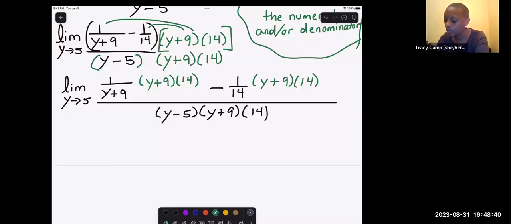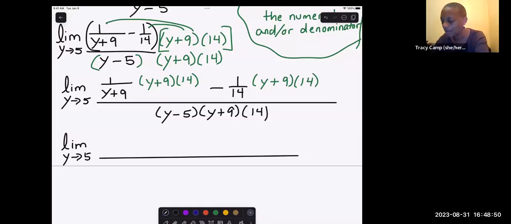And the reason I distribute that y plus 9 times 14 to the numerator is because I want to get rid of my fractions. If I multiply 1 over y plus 9 times y plus 9 over 14, think of this as being over 1. Notice the y plus 9s cancel. And so I'm just left with 14 times 1 over 1, which you don't have to write, right? I'm just left with 14.